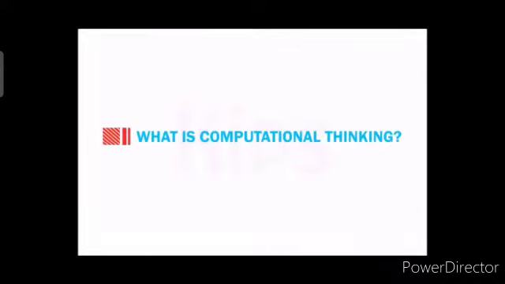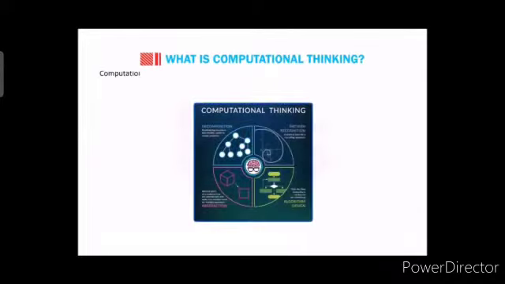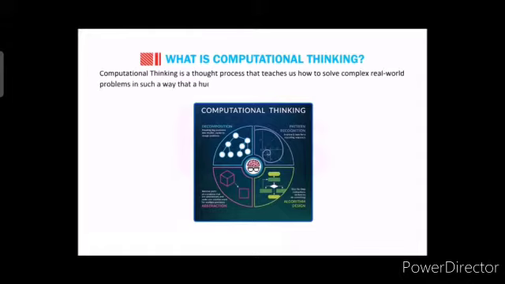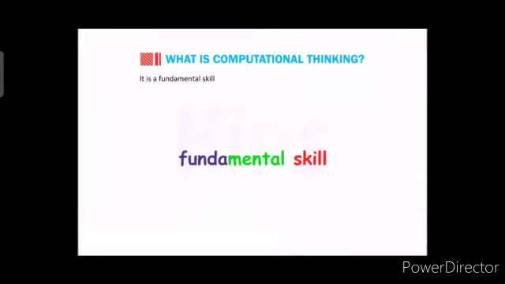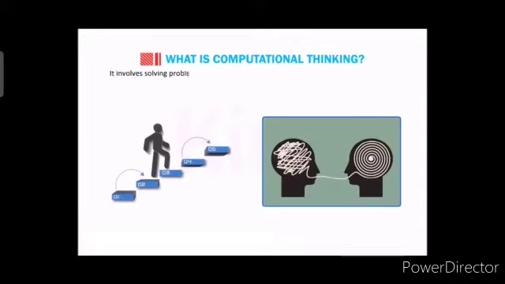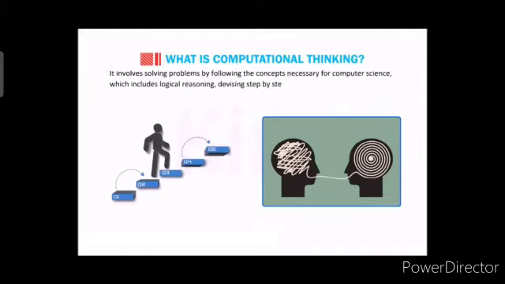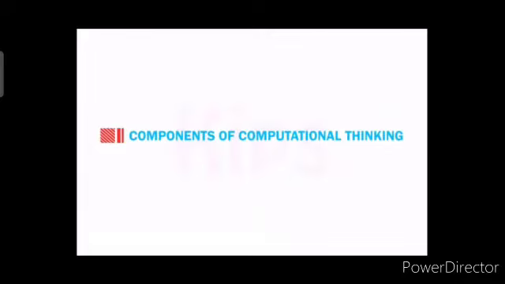First, let's learn what is computational thinking. Computational thinking is a thought process that teaches us how to solve complex real-world problems in such a way that a human or a computer can effectively carry these out. It is a fundamental skill for everyone, not just for computer scientists. It involves solving problems by following the concepts necessary for computer science, which includes logical reasoning, devising step-by-step solutions, and designing systems. Students, let us know about components of computational thinking.